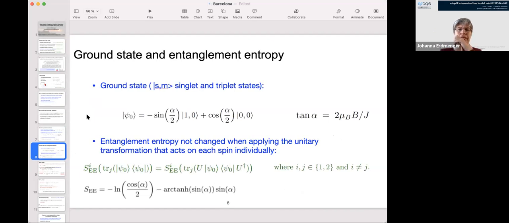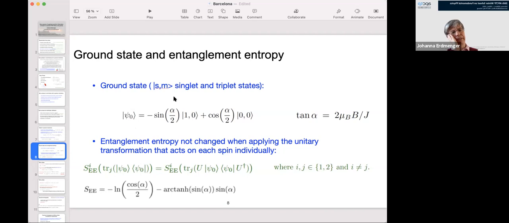Okay, so now we can calculate the ground state of this model. I hope this will answer your question that you just asked. So now we can introduce this notation of quantum mechanics where we have an angular and a magnetic quantum number, and we use this to label the singlet and the triplet states. So the singlet is when S is equal to zero, but when S is equal to one, we have a triplet state. So then this can be plus one, zero, and minus one.